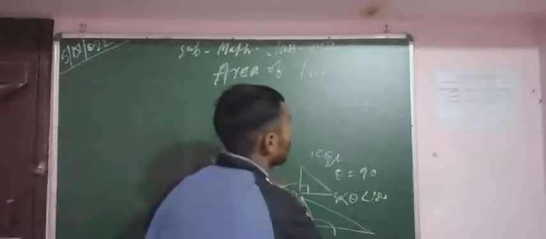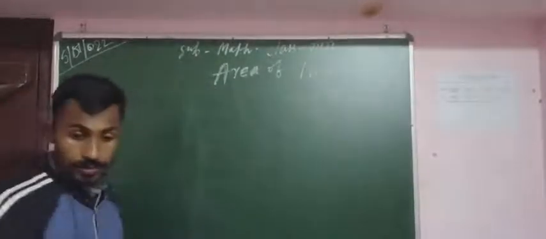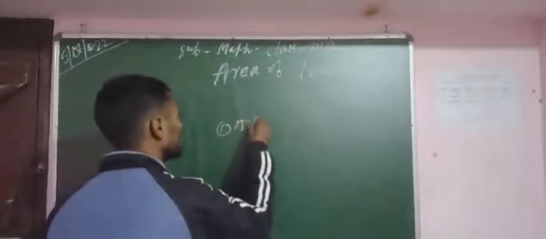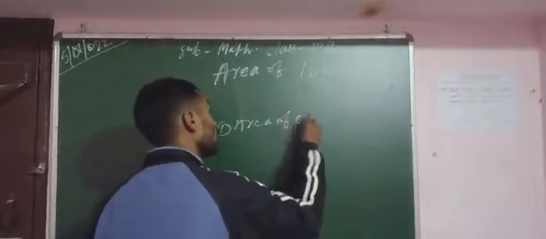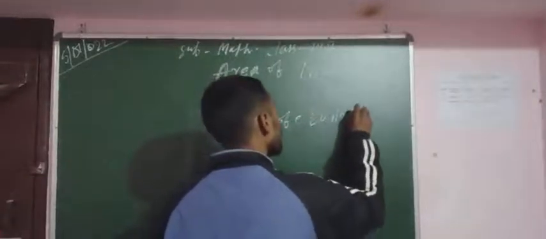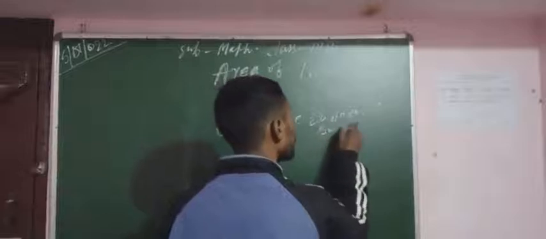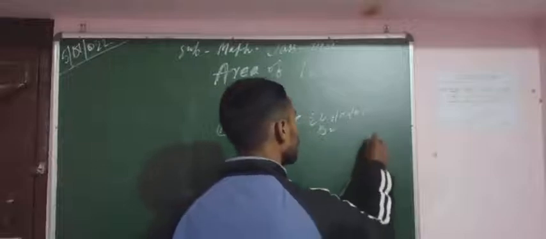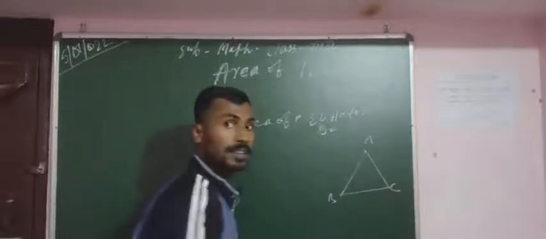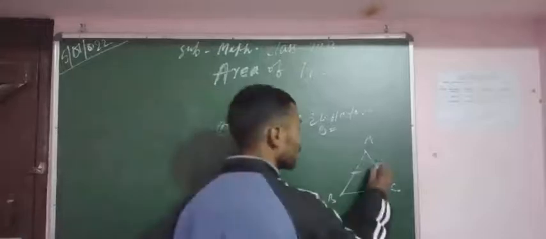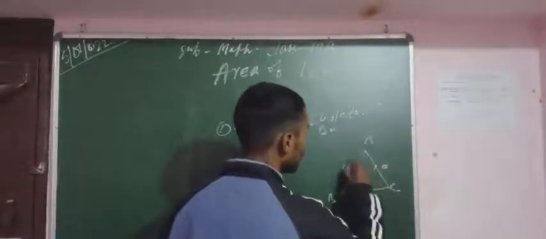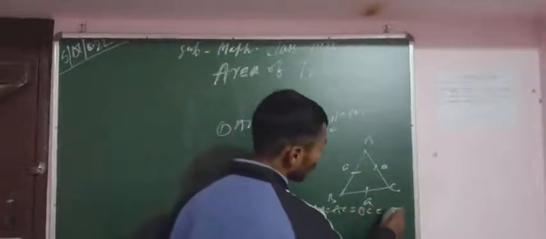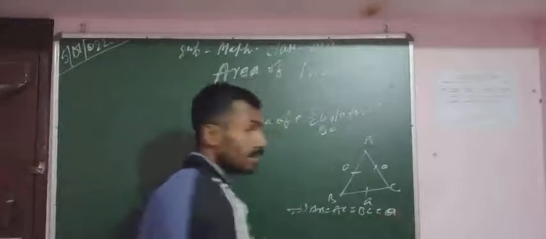Look at this. The area of an equilateral triangle is, look at it, this is the equilateral triangle. That means ABC is an equilateral triangle in which all sides are equal. Suppose this one is a, this one is a, this one is a. We can write AB equals AC equals BC equals a, the side of the triangle.